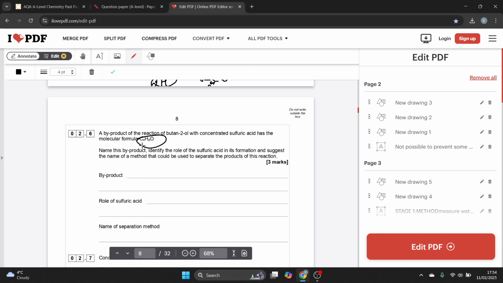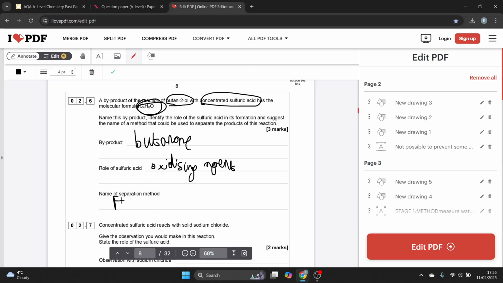So name this byproduct, C4H8O. That's obviously going to be butanone, a ketone. Butanone. That's not too difficult. The role of sulfuric acid in its formation: I'm reacting an alcohol with concentrated sulfuric acid to form a carbonyl compound. So alcohol to carbonyl is going to be an oxidizing agent. The role of sulfuric acid is the oxidizing agent. Name of separation method: fractional distillation.